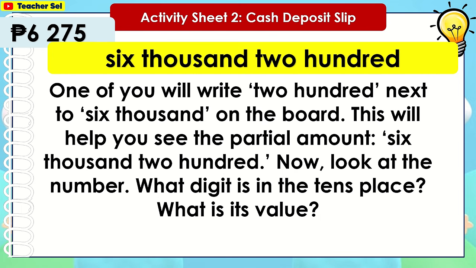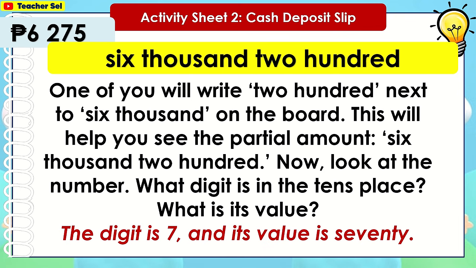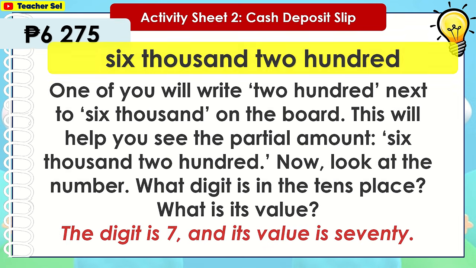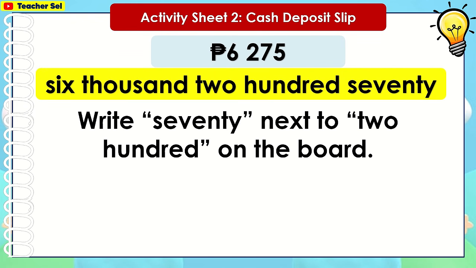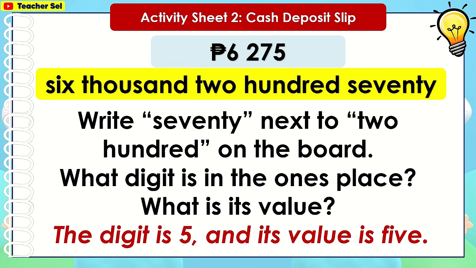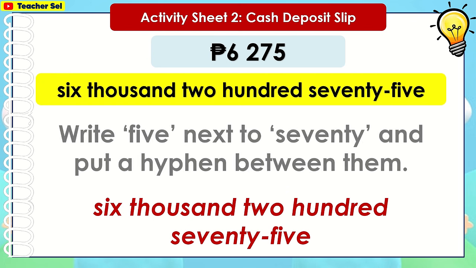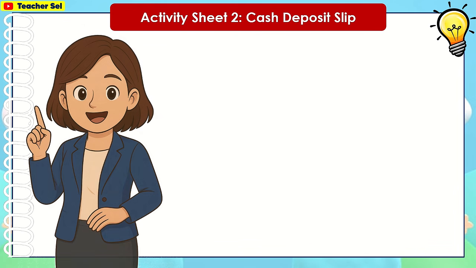Now, look at the number. What digit is in the tens place? What is its value? The digit is 7 and its value is 70. Write 70 next to 200 on the board. What digit is in the ones place? What is its value? The digit is 5 and its value is 5. Write 5 next to 70 and put a hyphen between them.